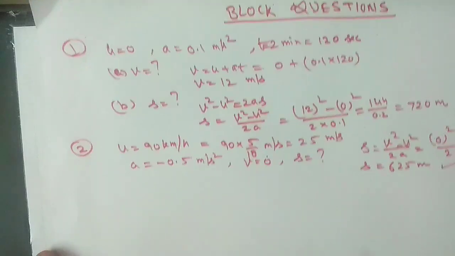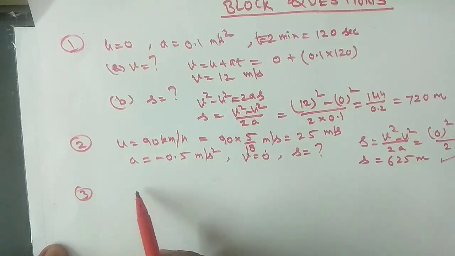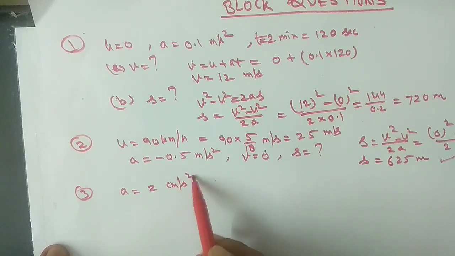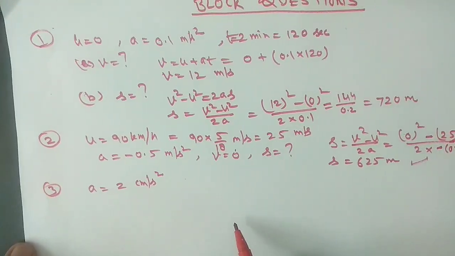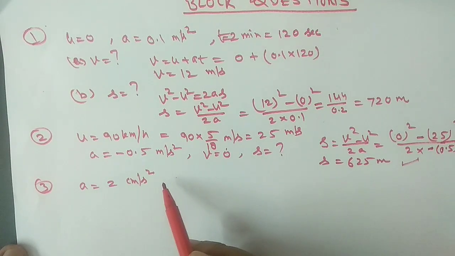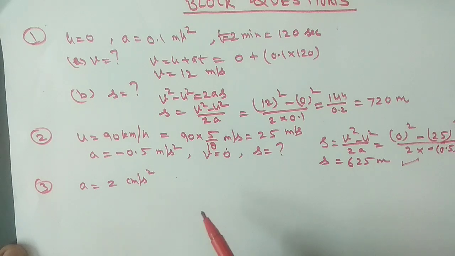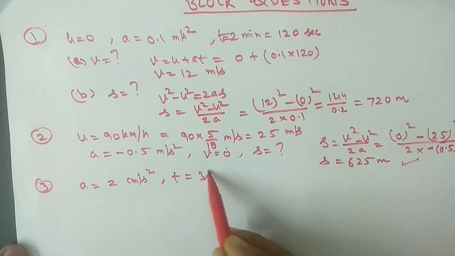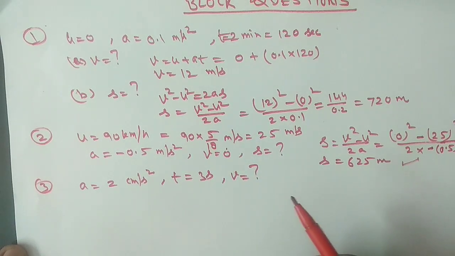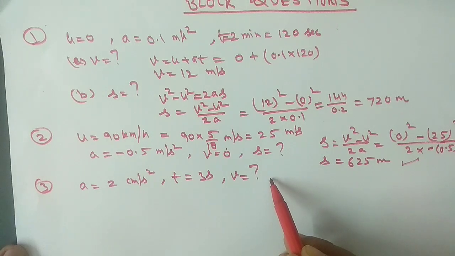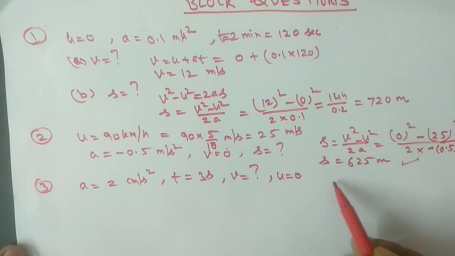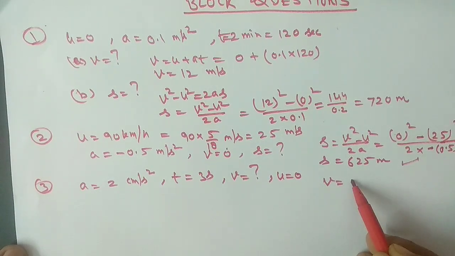Now come to question number 3. In this question, acceleration is given in centimeter per second square. Just remember and be careful about the units also. It is centimeter per second square, that's why the speed will come in centimeter per second. Time is given as 3 seconds, and we have to find the final velocity. Also, because the body starts from rest, u is equal to 0. So using the formula v is equal to u plus at.